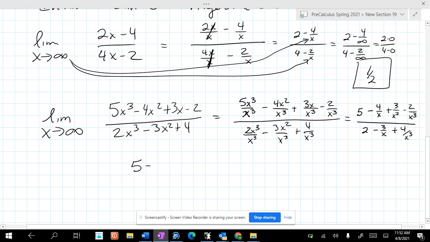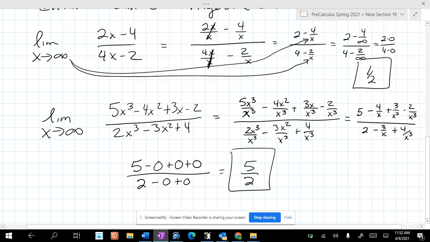What's 4 over infinity? 0. What's 3 over infinity squared? 0. What's 2 over infinity cubed? 0. This one will approach 5/2.